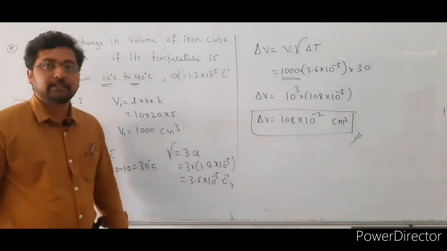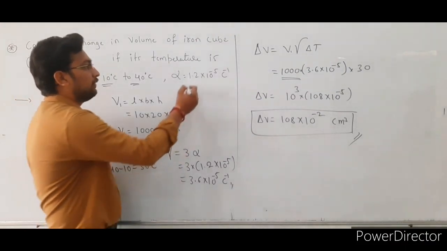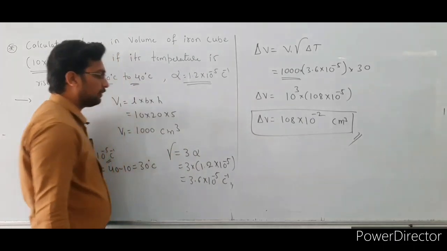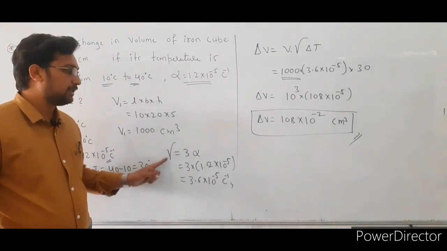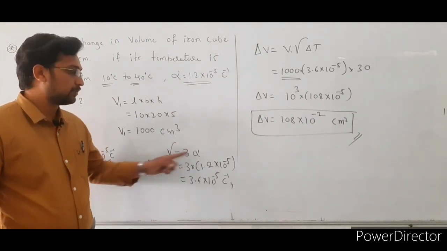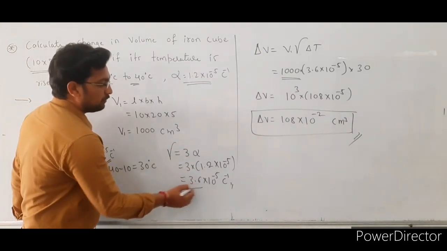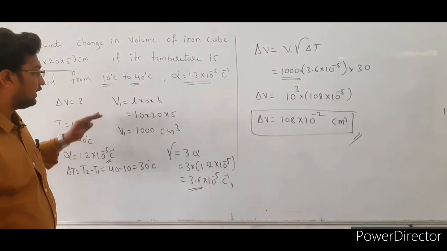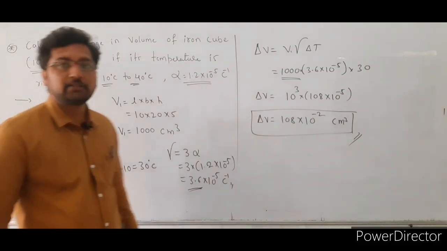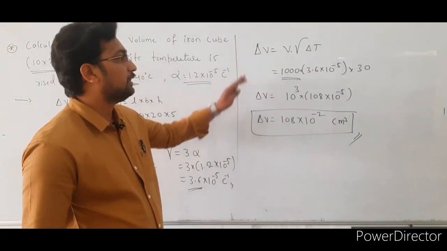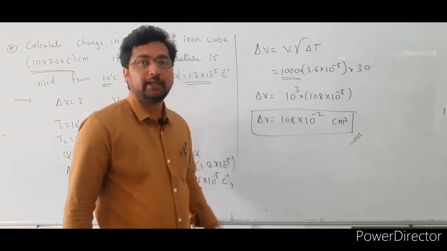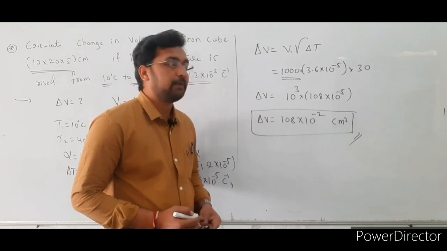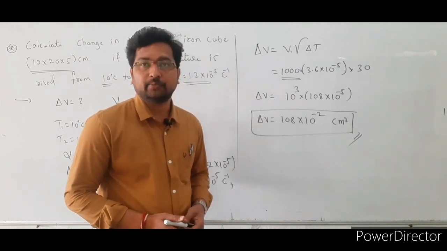Here the alpha value is given, and with the help of this alpha value we are going to find the gamma value. The relation is that gamma is equal to 3 times alpha. Substituting the alpha value here we get the gamma value. The initial volume is also given, and the change in temperature is also given. Substitute all these values in this equation and we get the final result: the change in volume of that cube is 108 × 10^-2 cm³.